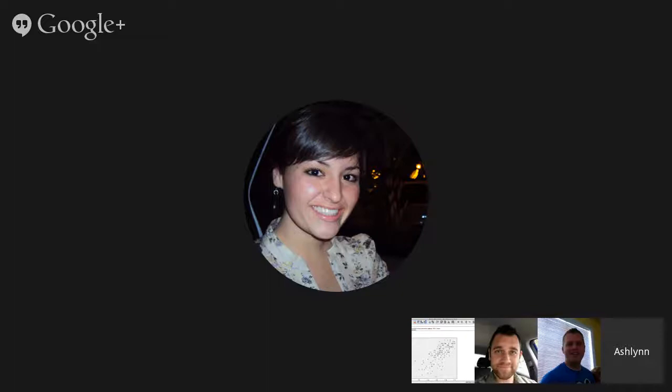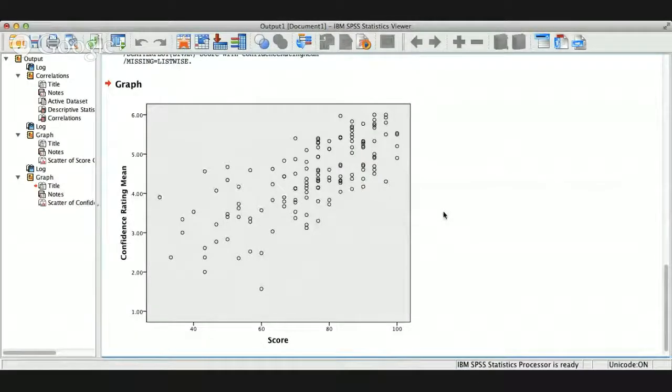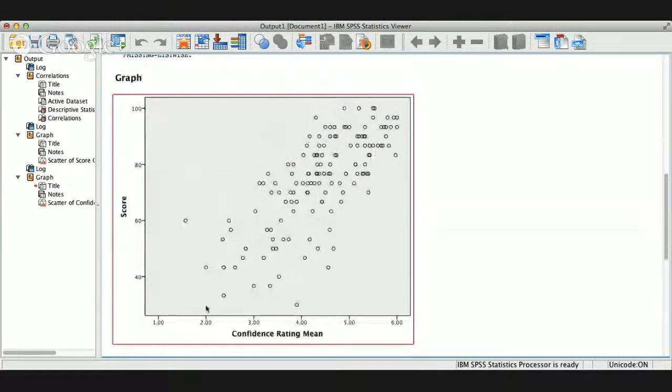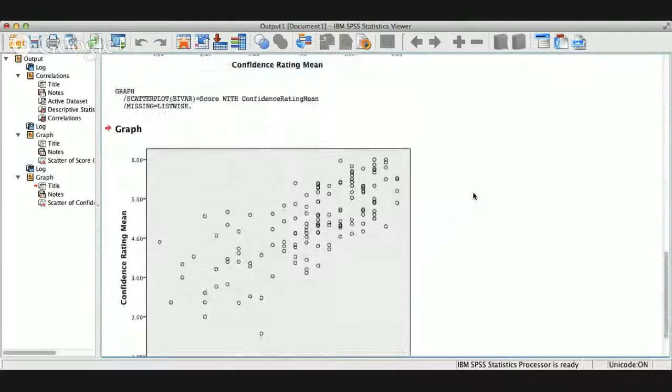Oh wait, I don't know if mine kind of looks like that. Okay. And then there's the other. Yeah, mine looks kind of like the bottom one, I think. So this is the one where the confidence rating is the Y and the score is the X, and this one's the vice versa: score is the Y, confidence is the X. Mine look very similar to that, but they both look like bananas.